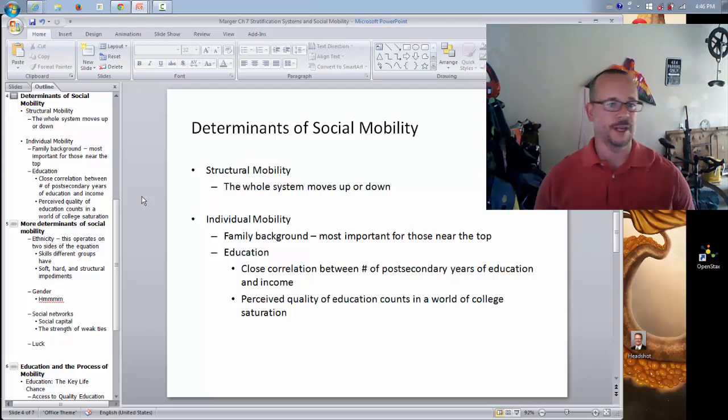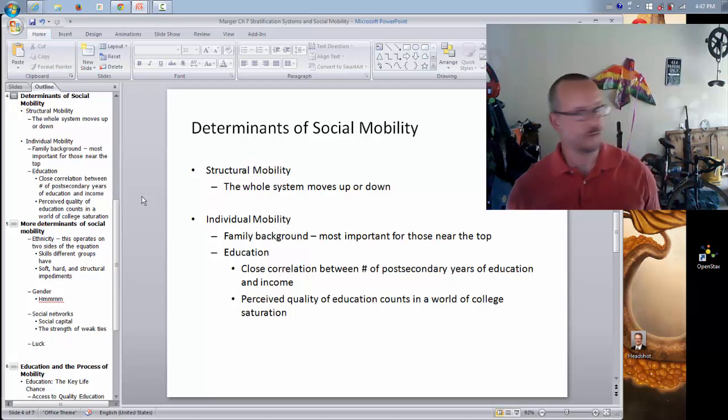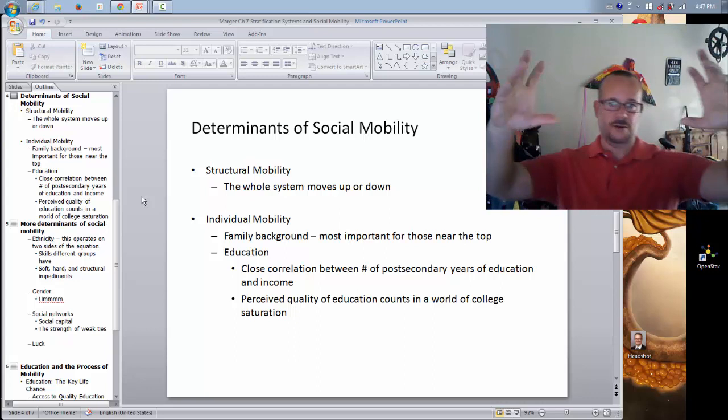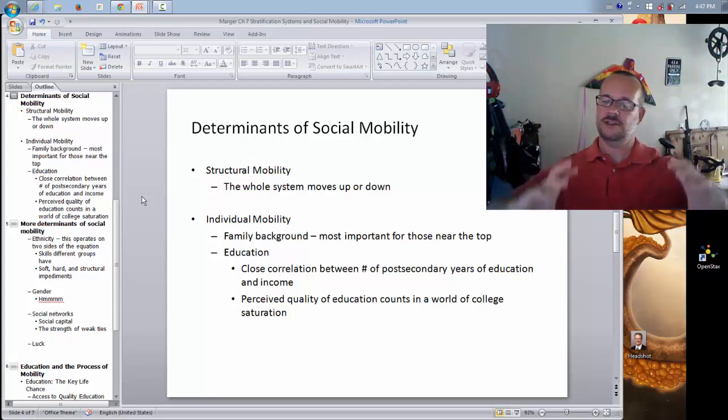That's structural mobility. Individual mobility is exactly what it sounds like. If you are, well, actually, there's one more structural mobility. If you happen to live in, I don't know, a deindustrialized Midwestern town in the 80s and 90s as jobs and work and factories were all offshored, then you watch your whole town actually sink.